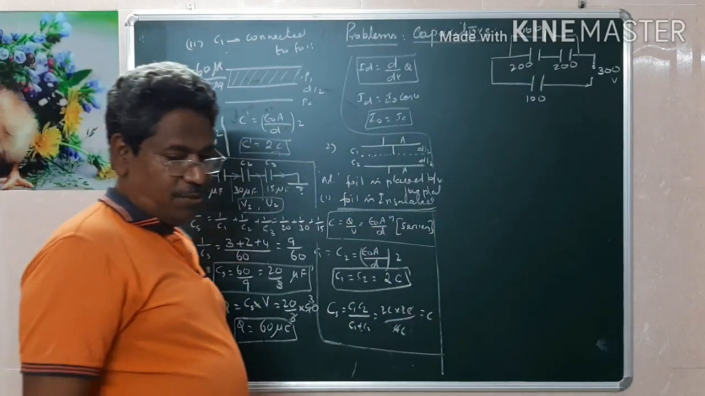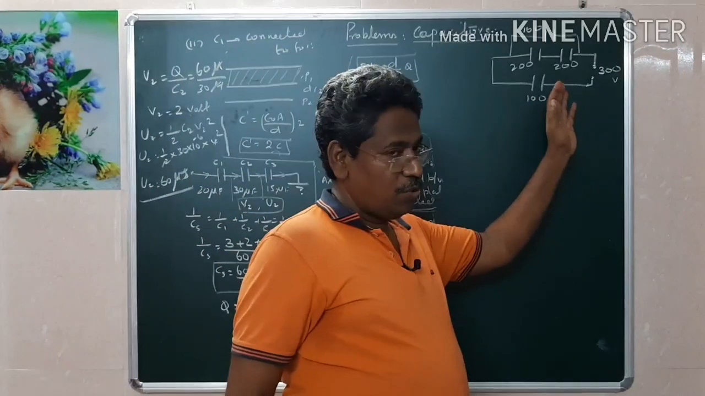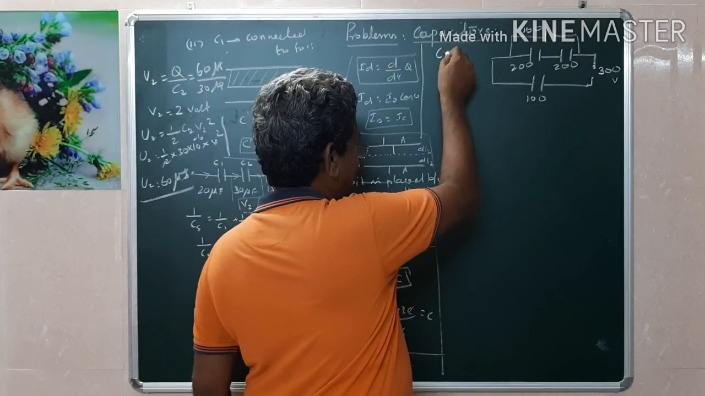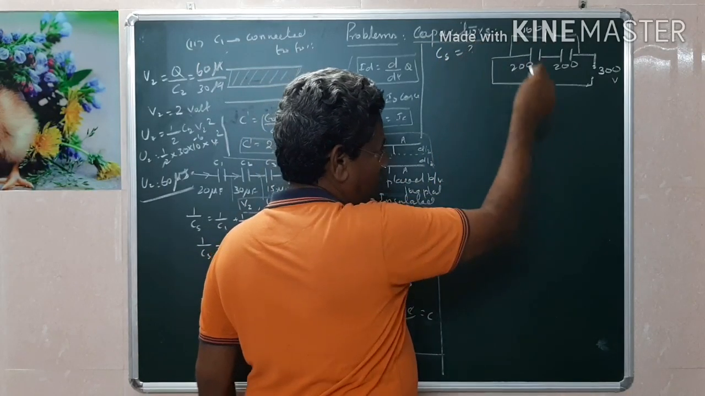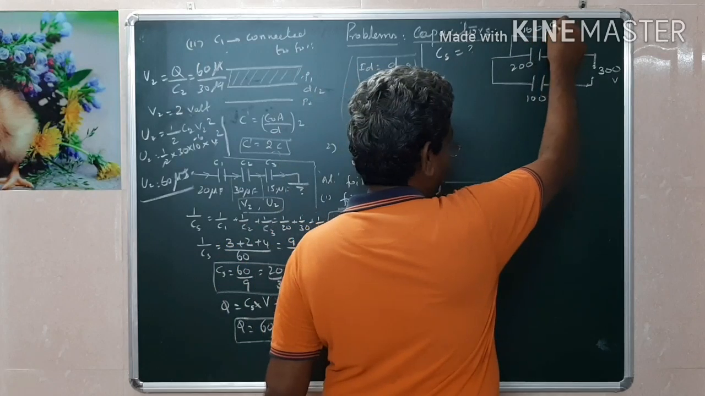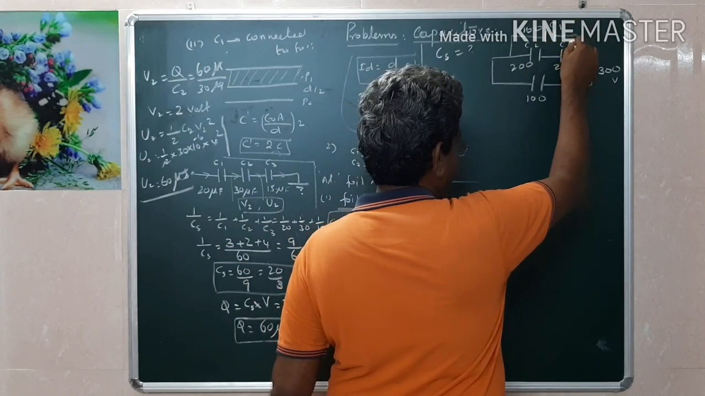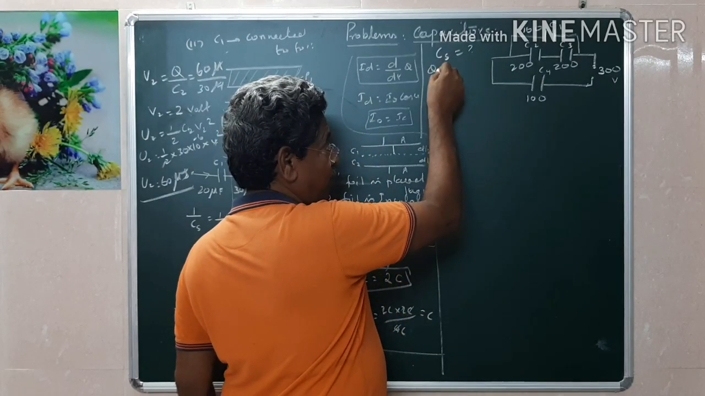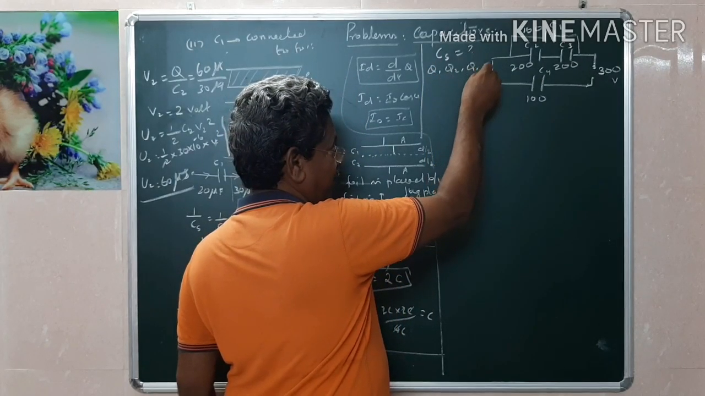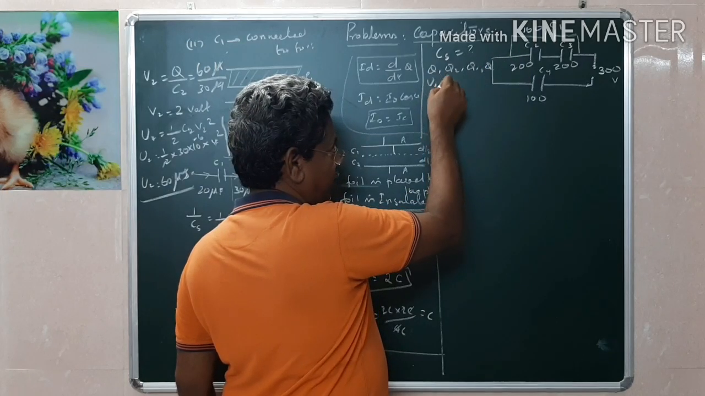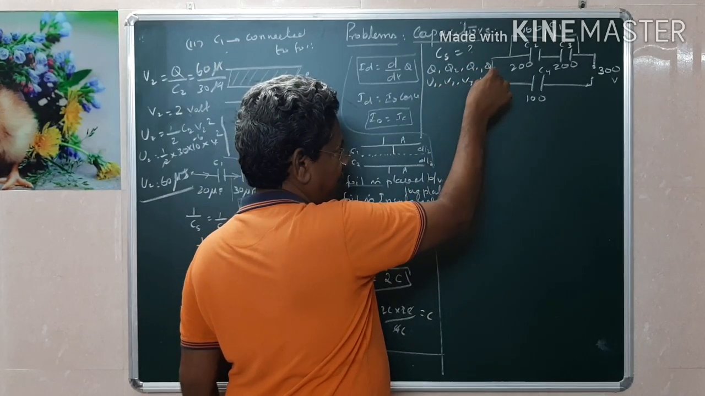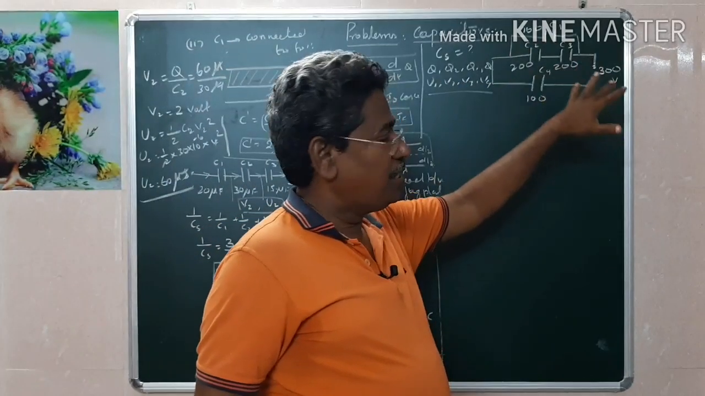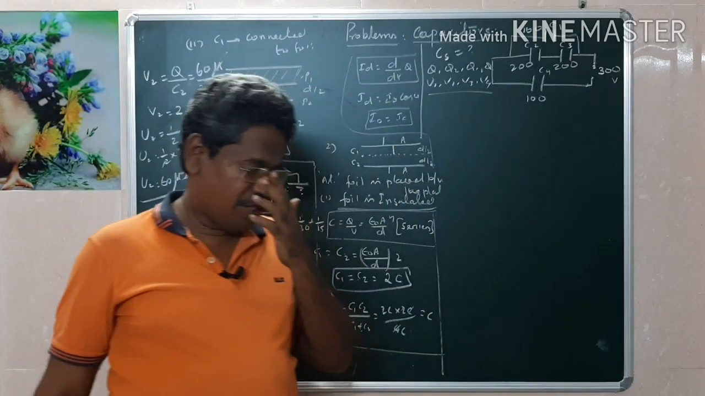Now, what they are asking you to find out: first, the total capacitance. Suppose I say this is C1, this is C2, then C3, then C4. Then you have to find out the charge through each one, Q1, Q2, Q3, Q4, then the potential across each one, V1, V2, V3, V4. What is the total capacitance? What is the charge through each? Then what is the potential across each capacitor?